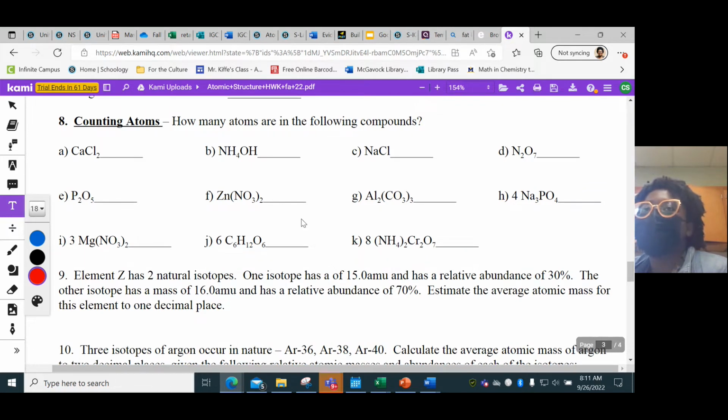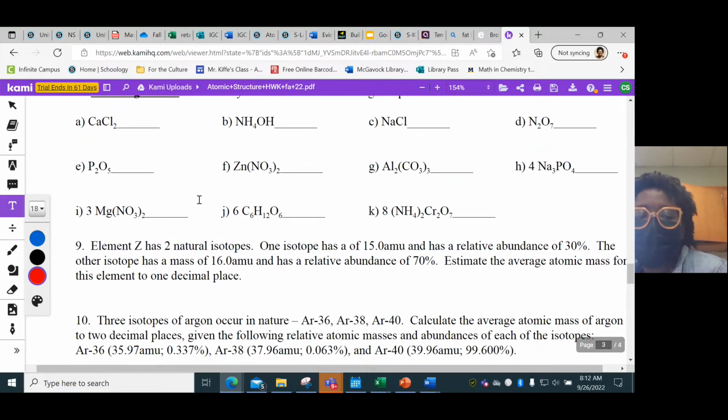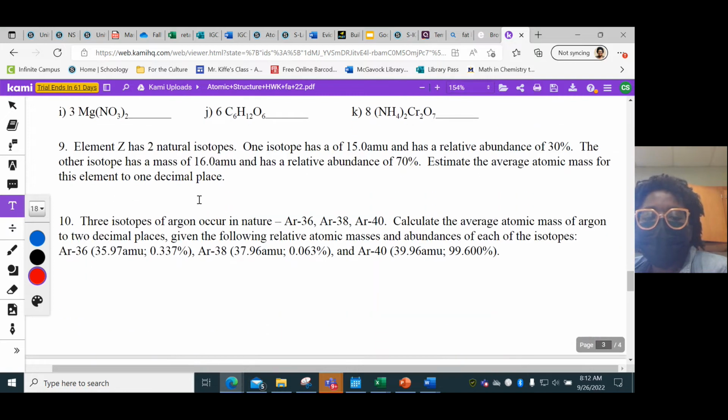Number 8, flip to page 4, I think. Why is your page copy like that? I don't know, but it's fine. It's cute, but does it work? Are you good with that? Yeah. Okay, just want to make sure. Number 8's pretty straightforward. Number 9, it says 1 isotope of this.